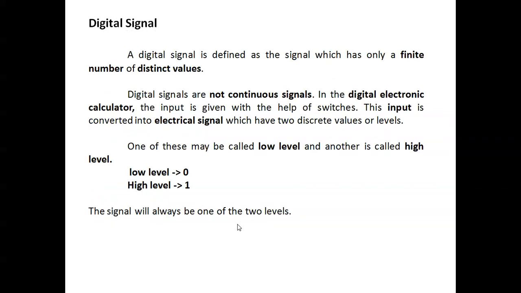So far we have seen the analog system. Now we are going to see the digital system. Digital is a finite number. There it is a continuous time signal; here it is a finite number of distinct values, so not a continuous time signal. Calculators are an example of digital electronics. For the electrical signal, we know that there are only low and high signals. Low means zero, high means one. That means low is grounded and high is 5 volts. So there are only two types of signal present in digital electronics.